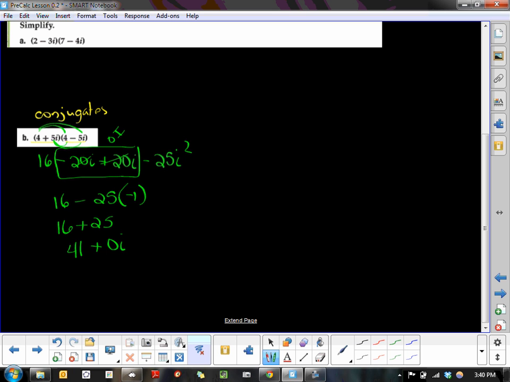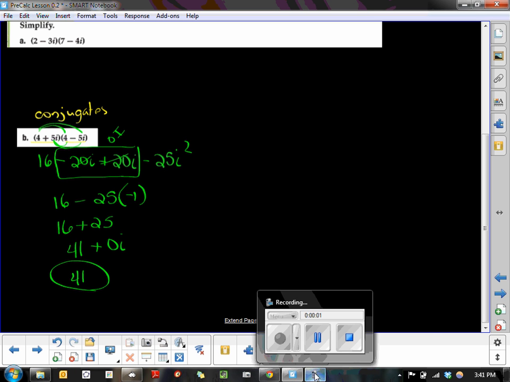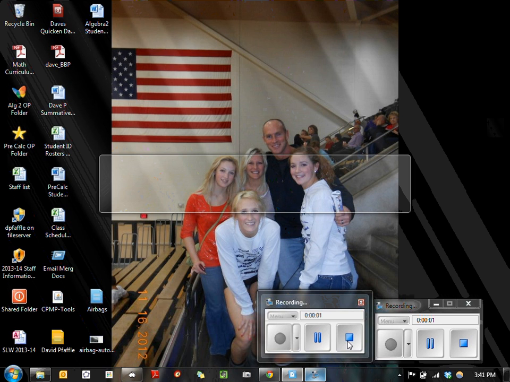Now, when you don't have any imaginary part, it's okay to write it as just 41. That's still a complex number in standard form. So multiplication of complex numbers is nothing more than utilizing your double distributive property, or FOIL.